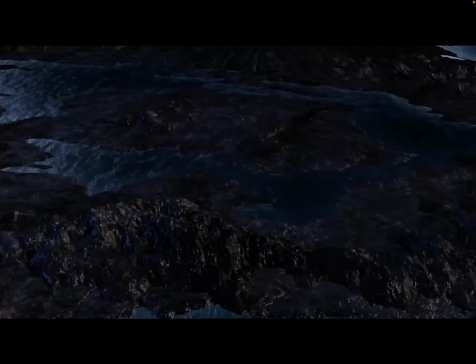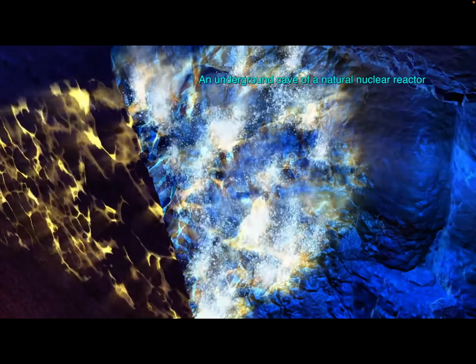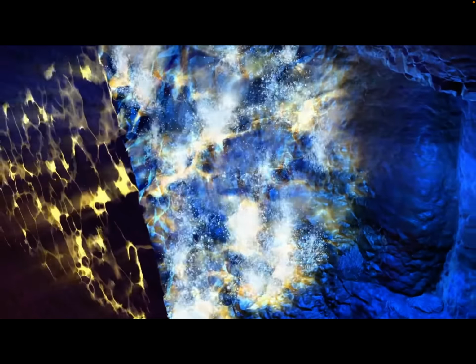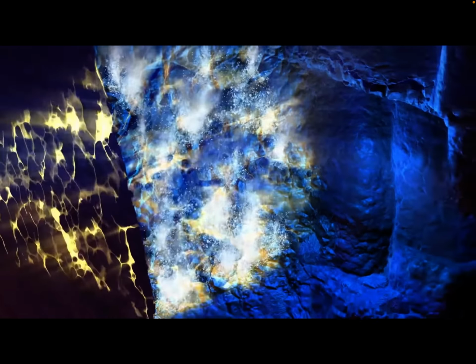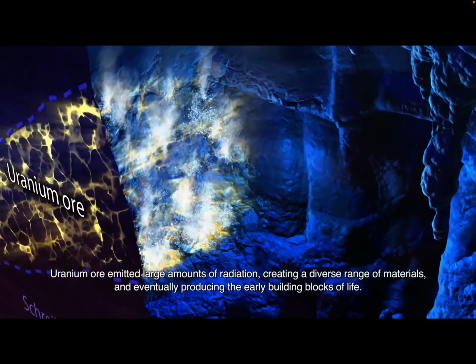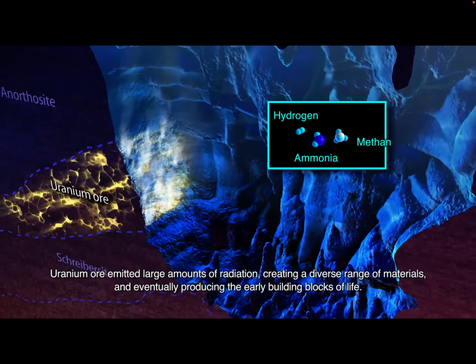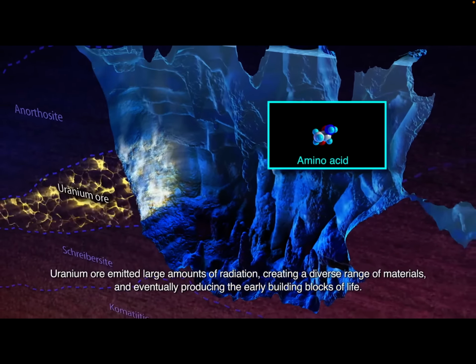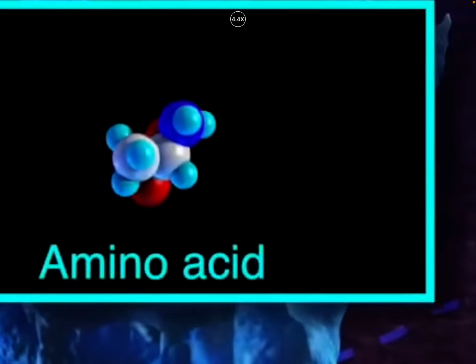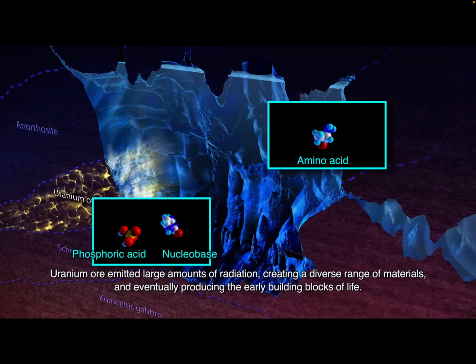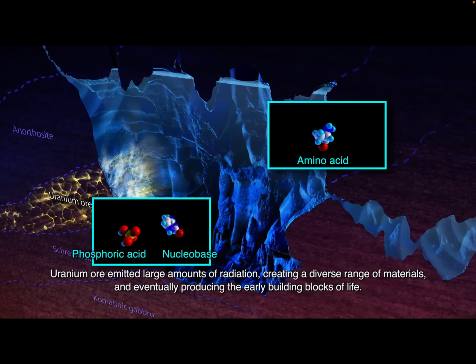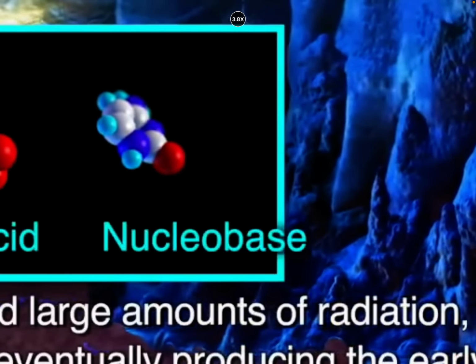That yellow glowing stuff is called uranium. Uranium is radioactive ore that emitted large amounts of radiation, creating a diverse range of materials and eventually producing the early building blocks of life. Amino acids, phosphorus, and nucleobases collided together to form them.